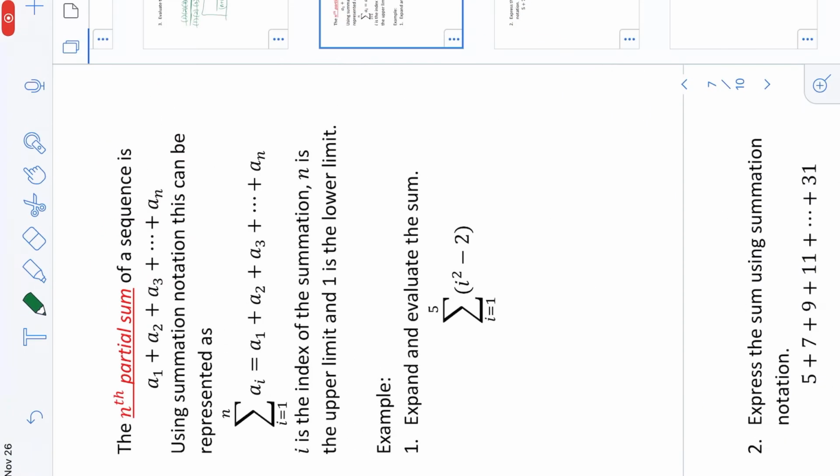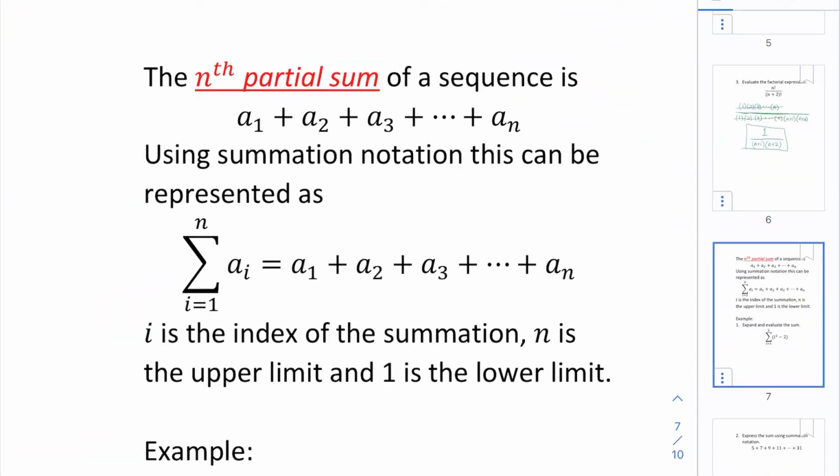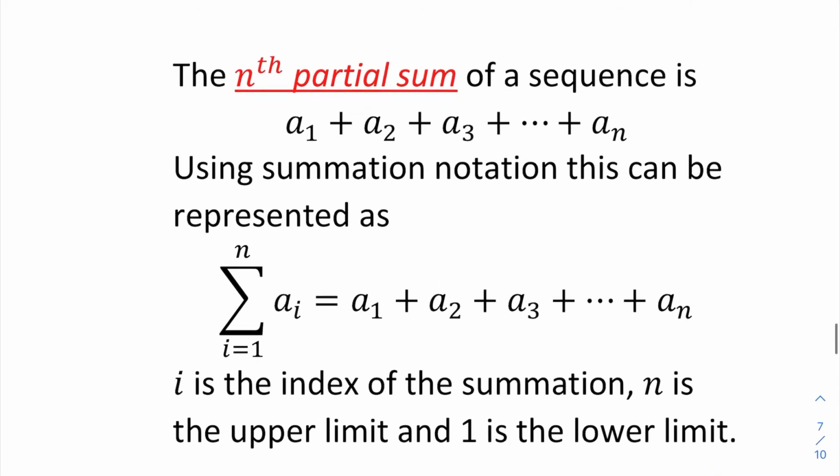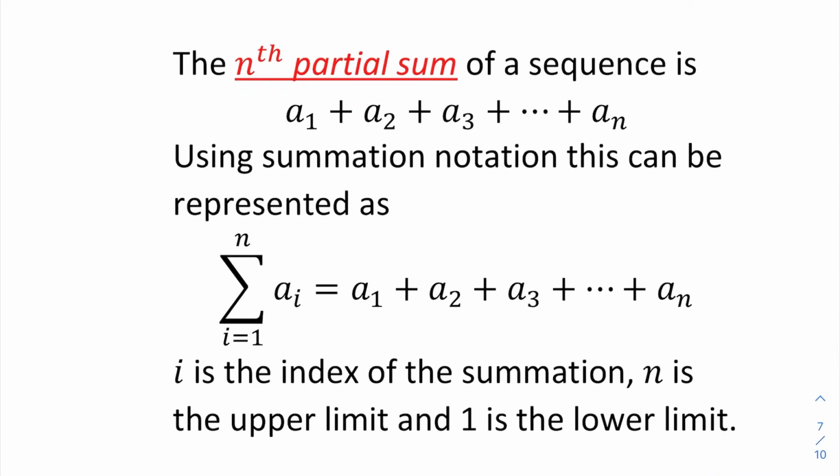So now we're going to talk about partial sums. The nth partial sum of a sequence is basically the sum of the first n terms, a1 plus a2 plus a3 all the way up to an. Using summation notation, this can be represented with this large uppercase Greek sigma representing summation.